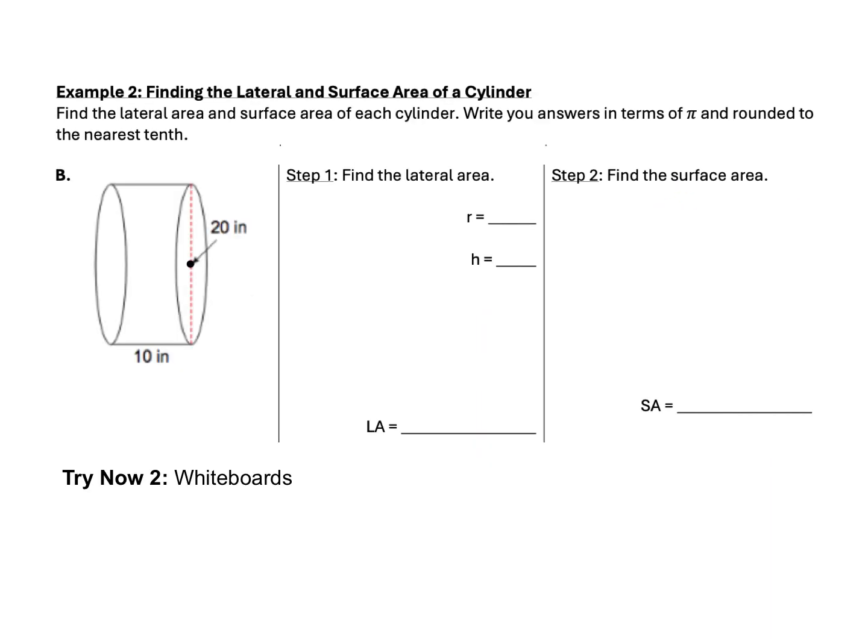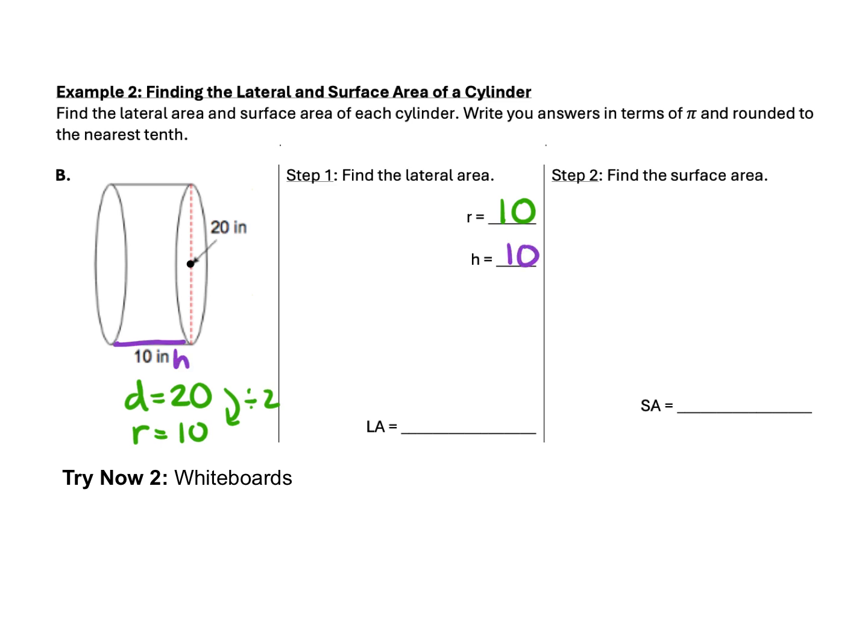Let's try another example. Here we have a cylinder. Notice that it's not sitting on its circular base, but the base of the cylinder is always the circle. Careful here on this problem, the 20 goes all the way across the circle, so 20 is actually the diameter. The radius is half of that, divide by 2, so my r is 10. The height is the distance between the bases, and you can see that the height here is 10 as well.